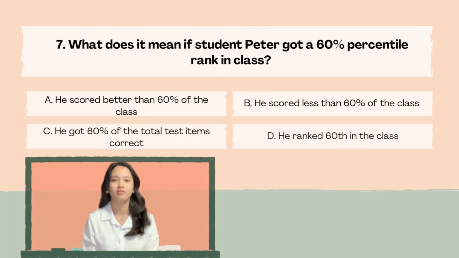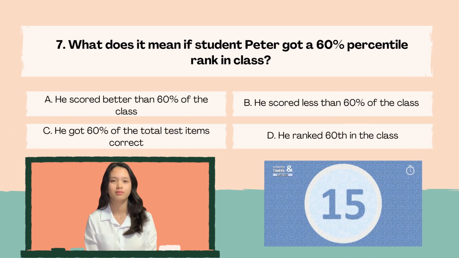Question number 7. What does it mean if student Peter gets a 60th percentile rank in class? A. He scored better than 60% of the class. B. He scored less than 60% of the class. C. He got 60% of the class test items correct. Letter D. He ranked 60th in the class. You have 15 seconds.